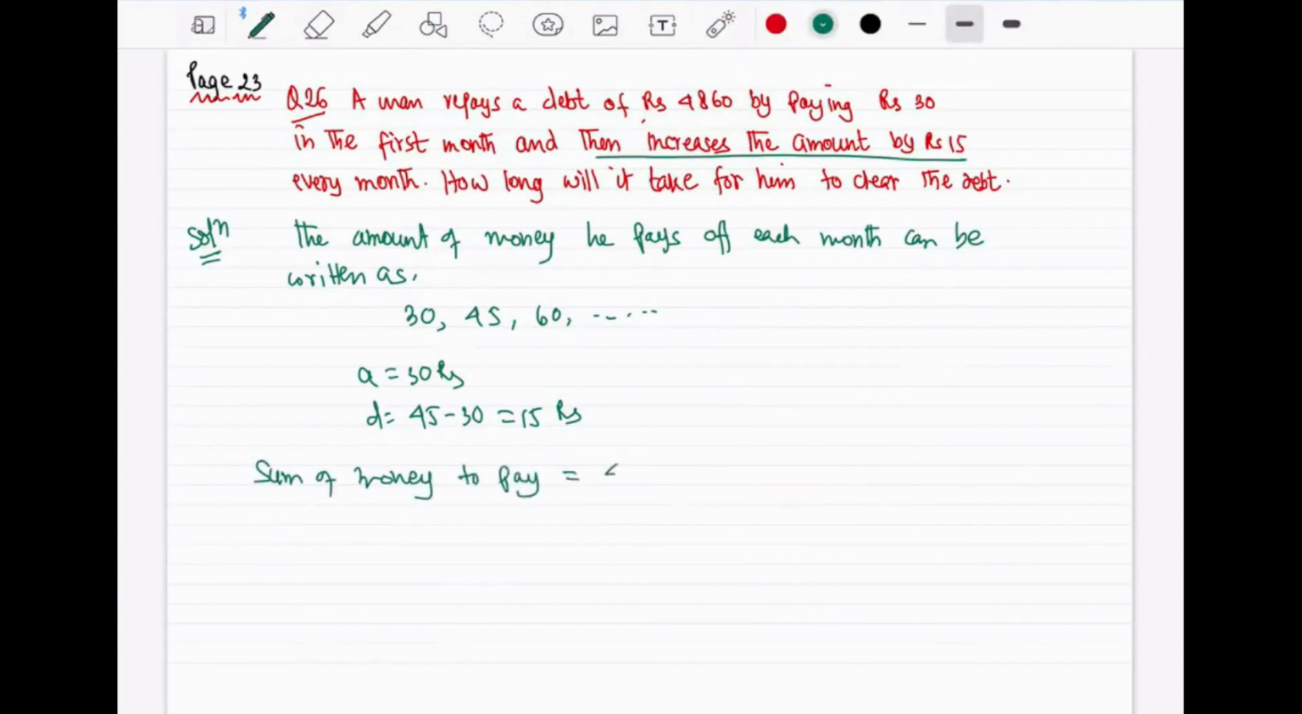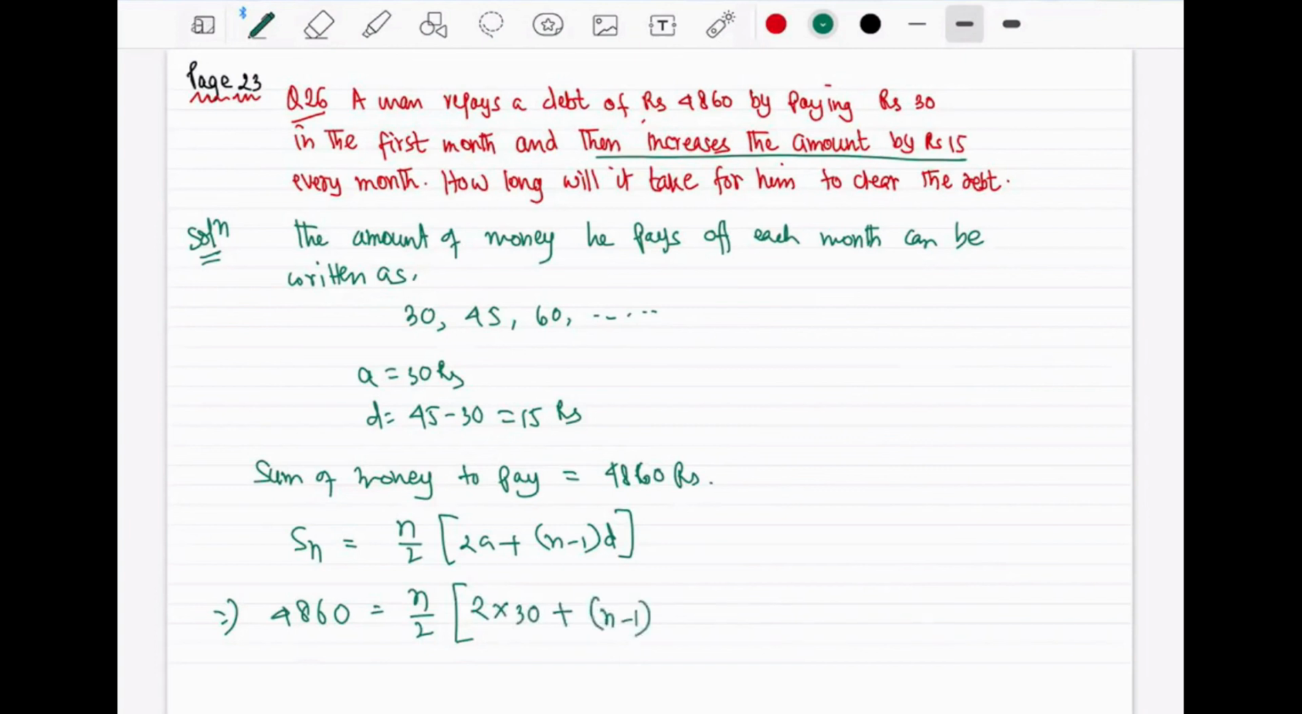Now we have got the formula for the sum as n by 2 into 2a plus (n minus 1)d. Put in the values. The sum of money is 4860, n by 2, twice a, 2 into 30, n minus 1, and d is 15.